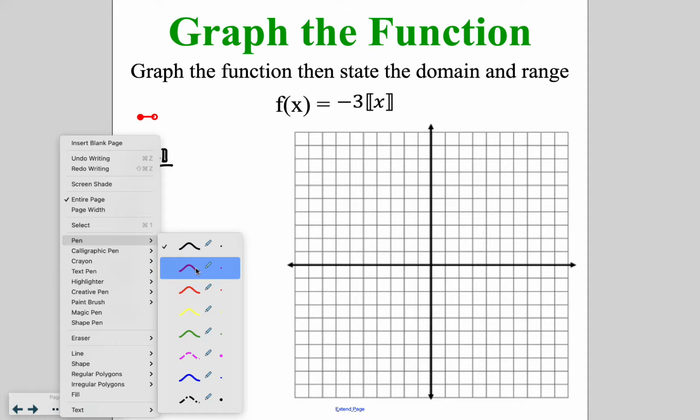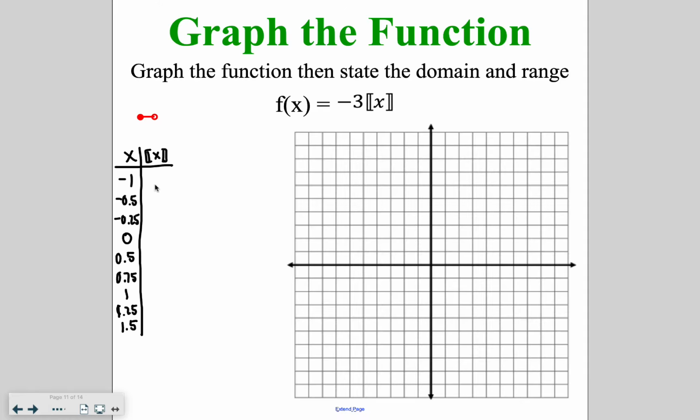So that means what I need to do is round to the biggest number below my integer. Once again, my integers themselves stay the same. The number below negative 0.5 is going to be negative 1. The number below negative 0.25 is going to be negative 1. The number below 0.5 is 0. The number below 0.75 is 0. The number below 1.25 is 1. And the number below 1.5 is also 1.